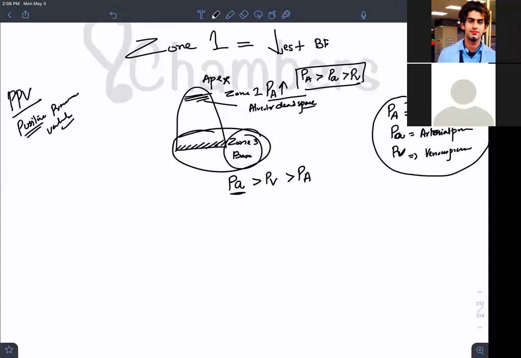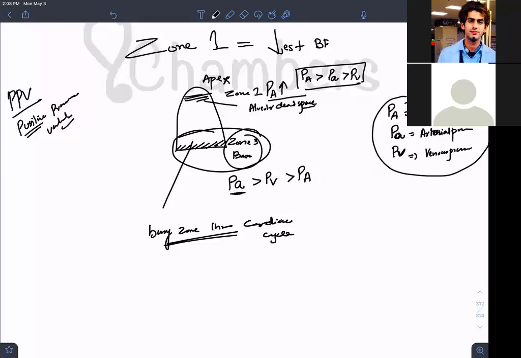So more arterial pressure on the base, then more venous pressure, then arterial pressure. Okay, and this is the busy zone throughout the cardiac cycle. Busy zone throughout the cardiac cycle means what is the component of the cardiac cycle? Systole and diastole. We'll be teaching you the cardiac cycle in detail.